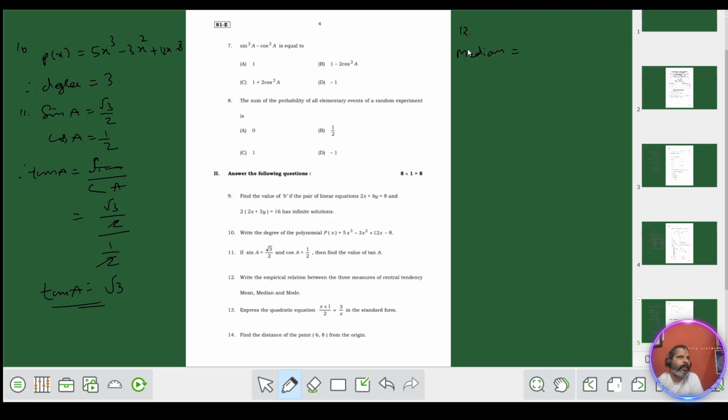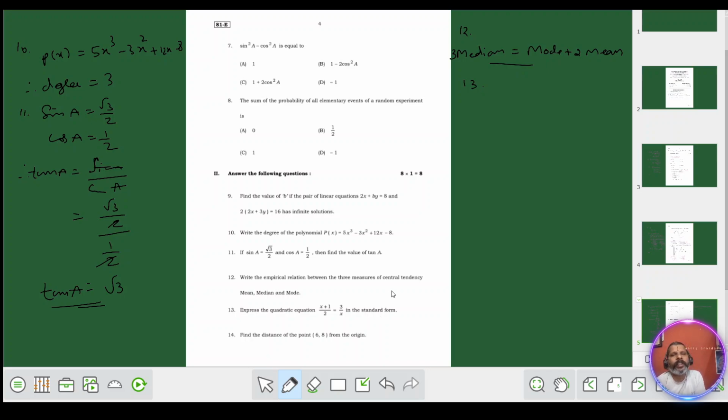It's like this: 3 median equal to mode plus 2 mean. That's it. It's 1 mark. Easily you can get it. 3 median equal to mode plus 2 mean. Then we move to the next question, 13.